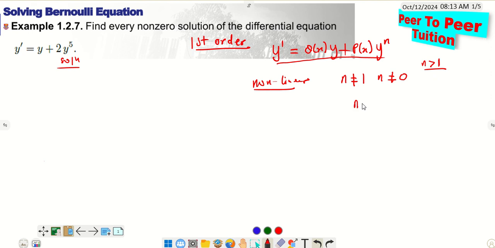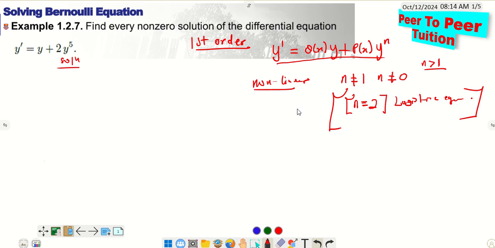Now, if n is equal to 2, it is still a Bernoulli equation. But this type of equation is called logistic equation. We shall look at this in our later discussion. So for now, let's take note that for every Bernoulli equation, n shouldn't be 1 and n shouldn't be 0.